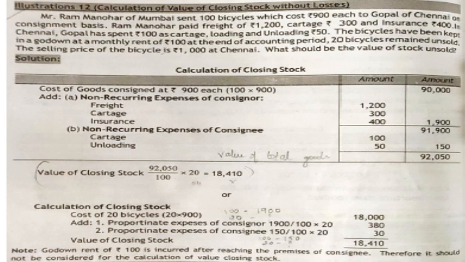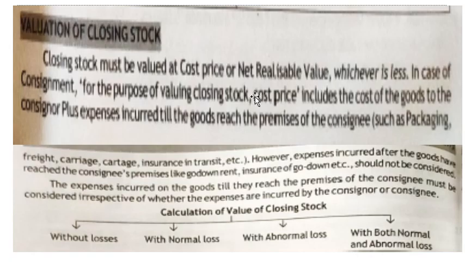I have already discussed what valuation of closing stock is. In brief, it is the cost price of the goods plus expenses, that is, non-recurring expenses incurred by the consignor. Non-recurring expenses incurred by the consignor are the expenses met by the consignor till the goods reach the consignee's place of business.